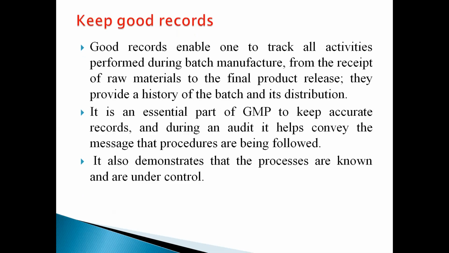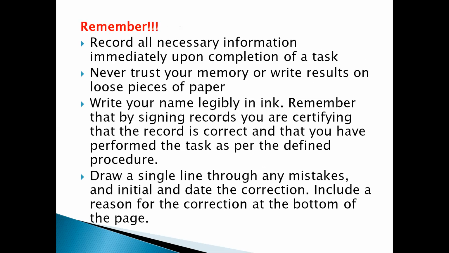Keep good records. Good records enable us to track all activities which are performed during the batch manufacture, from the receipt of raw material to the final product release. So they provide a history of the batch and its distribution. Hence, it's an essential part of GMP to keep accurate records, and during an audit, it helps convey the message that procedures are being followed. It also demonstrates that the processes are known and controlled.